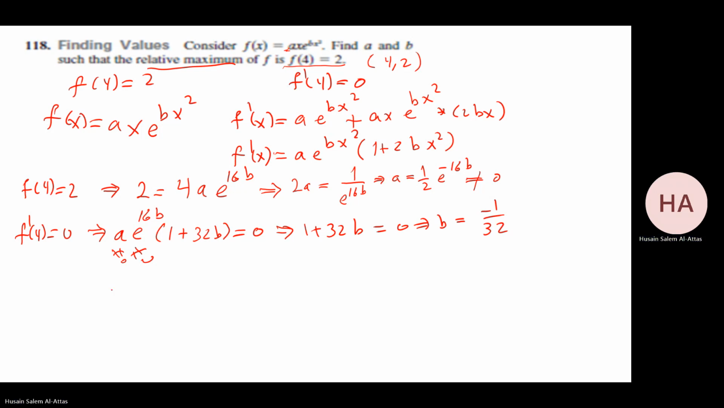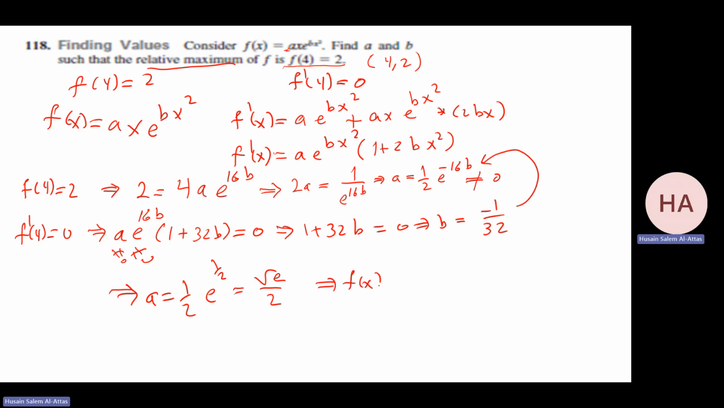So it will be A. A will be half e to the minus 16 times B, I'll plug B here, so e to the power half. So that gives me what? A equals square root of e over 2. So the function will be A, which is square root of e over 2, times x, times e to the power B x squared, which is minus x squared over 32. That would be my function.